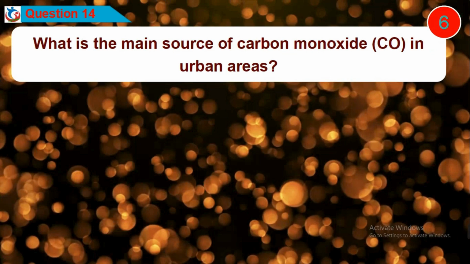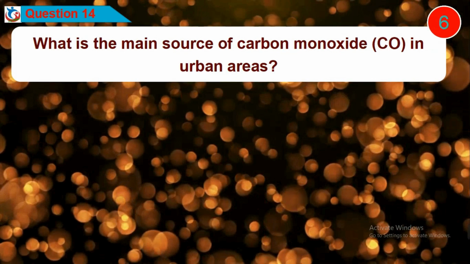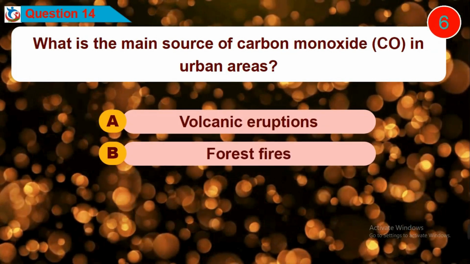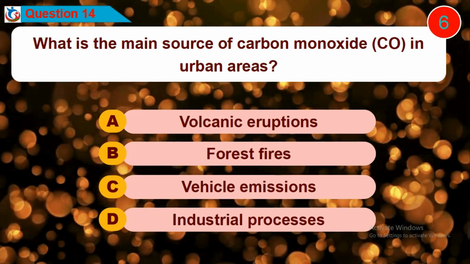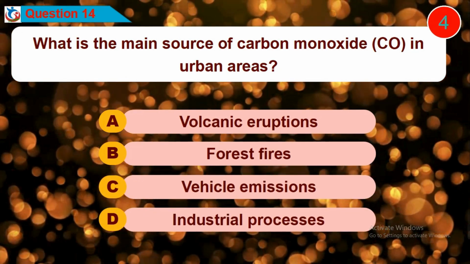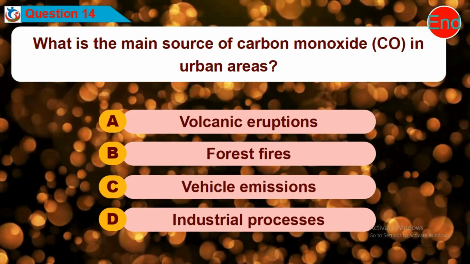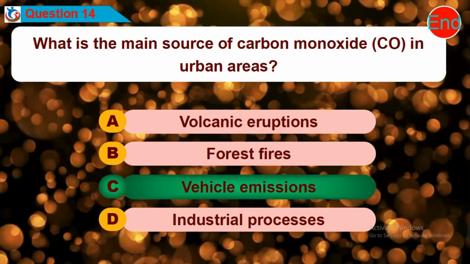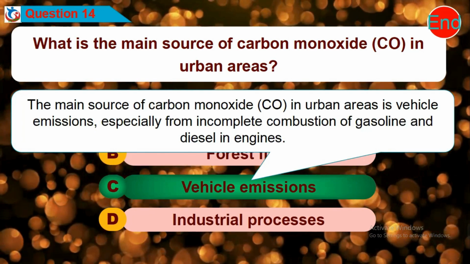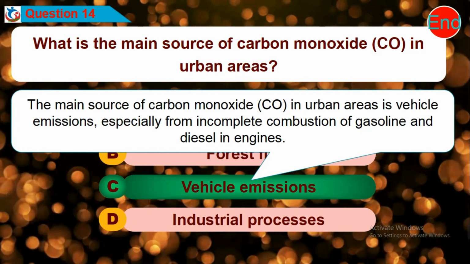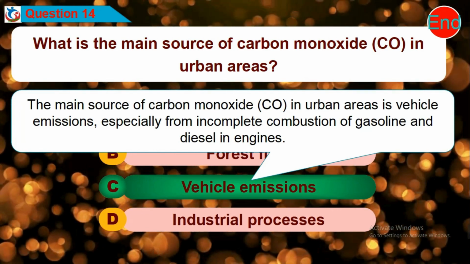Question 14. What is the main source of carbon monoxide in urban areas? Is it option A, B, C, or D? The main source of carbon monoxide in urban areas is vehicle emissions, especially from incomplete combustion of gasoline and diesel in engines.